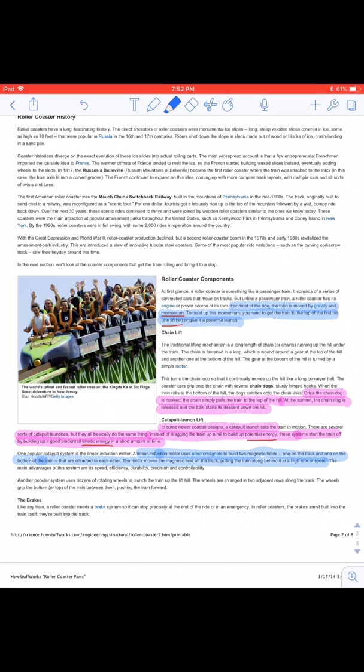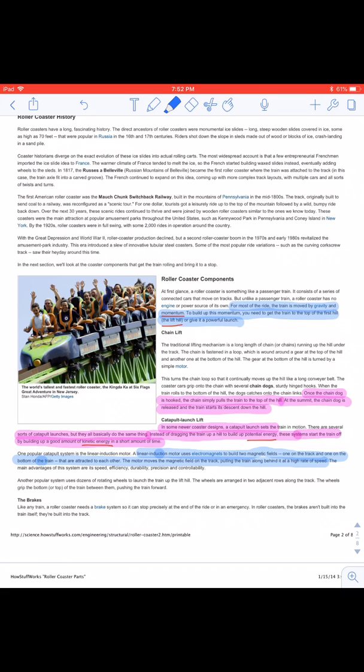All right. Another popular system uses dozens of rotating wheels to launch the train up the lift hill. The wheels are arranged in two adjacent rows along the track. The wheels grip the bottom or top of the train between them, pushing the train forward.